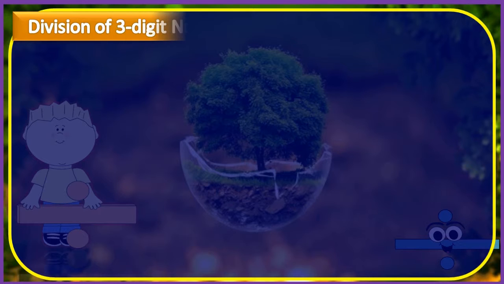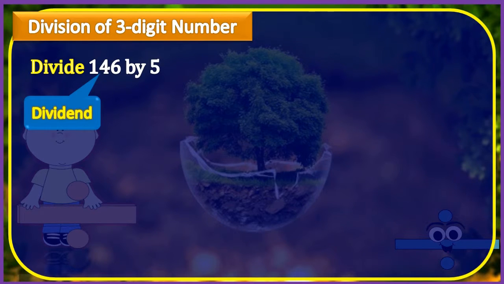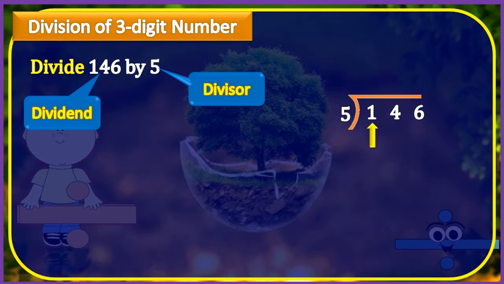Division of a 3-digit number. Here, 146 is the dividend of 3 digits and 5 is the divisor of single digit. Now we will start comparing the hundreds place of the dividend and divisor. 1 is less than 5. It cannot be divided. So we will combine that with the next digit 4 at the tens place. 14 is not less than 5 and is divisible.